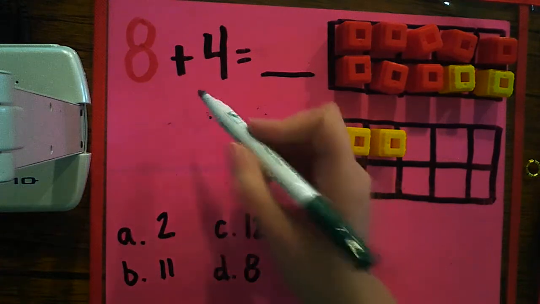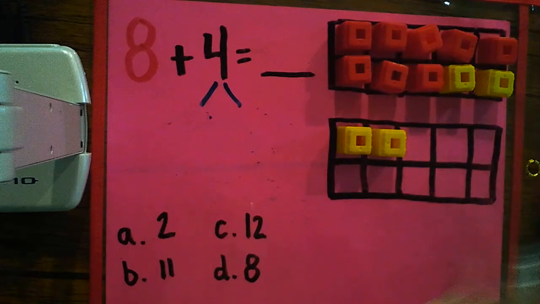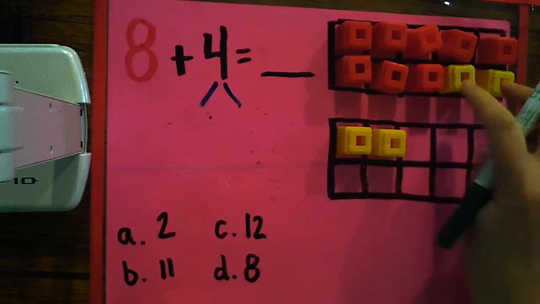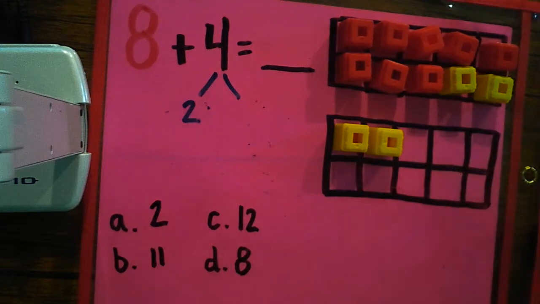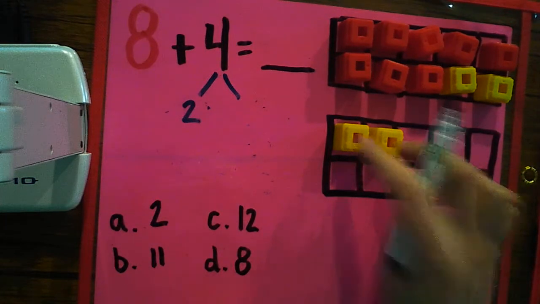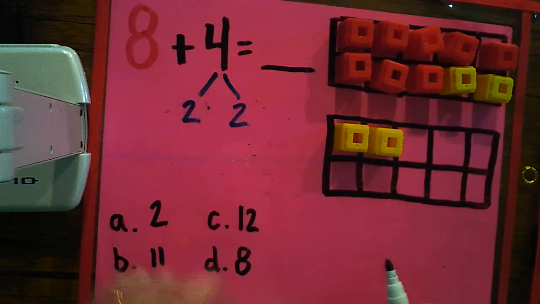Check out what I just did. I took my 4 and I broke it. I snapped it apart into two pieces. The first piece is 2. The second piece is also 2. Well, doesn't that make sense, friends? That's a doubles fact. We know that 2 plus 2 makes 4. Well, now I want to show how I can make my 10 here.